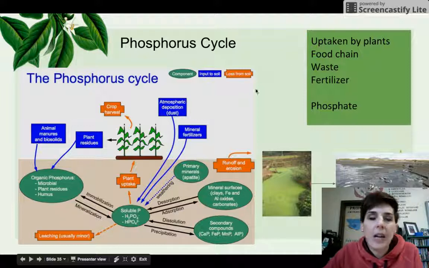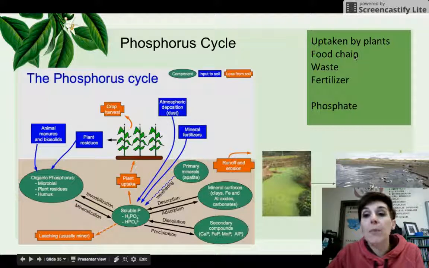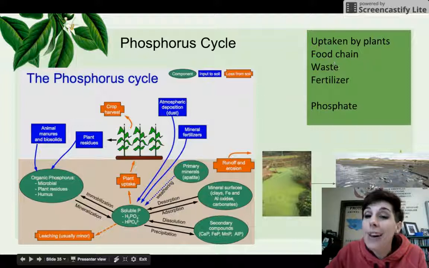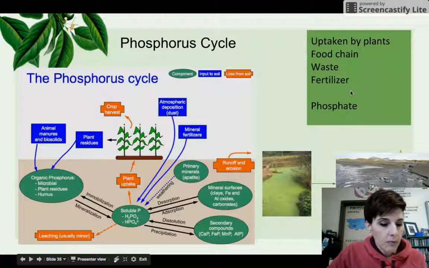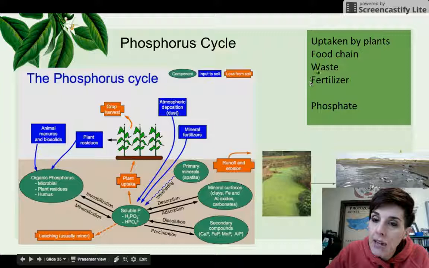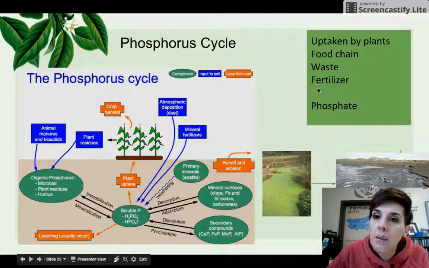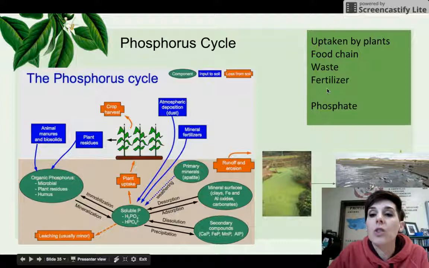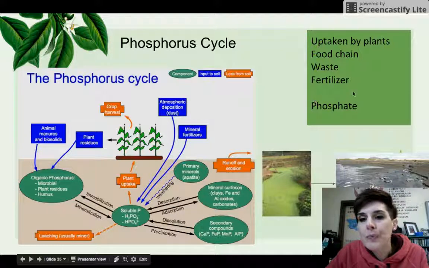So phosphorus is uptaken by plants, and then the plants enter a food chain. So plants are a producer. Producer is eaten by a primary consumer, which is then eaten by a secondary consumer, which is eaten by a tertiary consumer. And then we have decomposers, and the decomposers break down dead organic matter in the soil and also waste, which helps with fertilizing the soil. Okay, and the more fertilizer we have in the soil, it just helps plants grow.